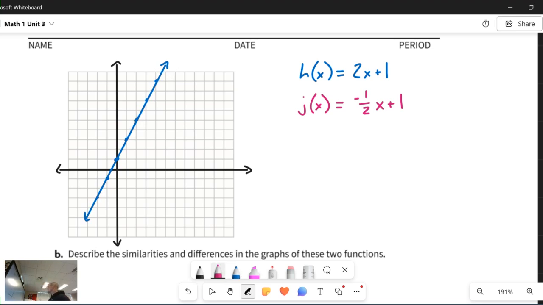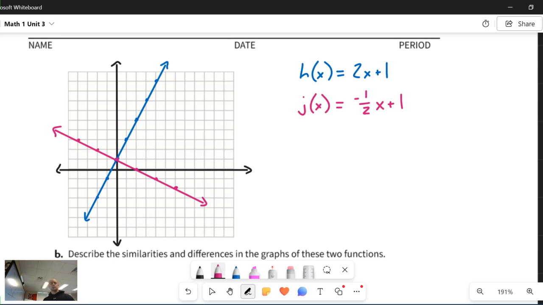We're going to do j of x is equal to negative 1/2 x plus 1. Same thing. We start here at positive 1. We're going down 1 over 2, down 1 over 2, down 1 over 2. We go back to the starting point, go up 1 over 2 to the right, just to fill that out there. And we're going to go through and ballpark, go there.